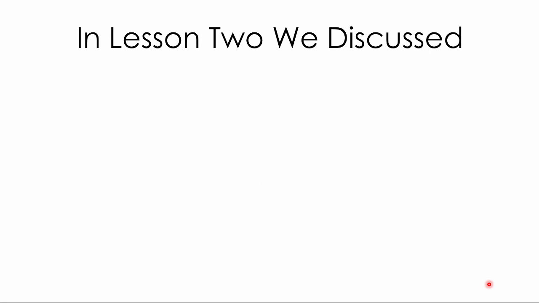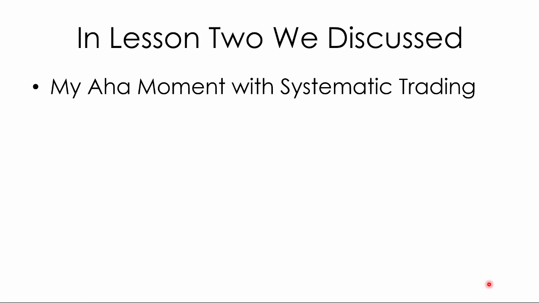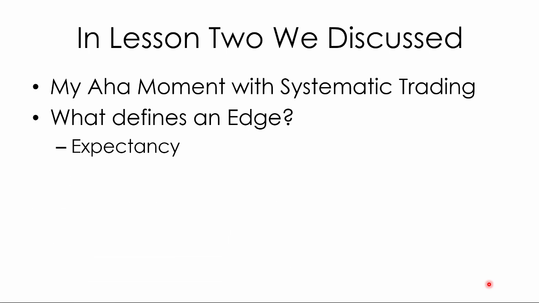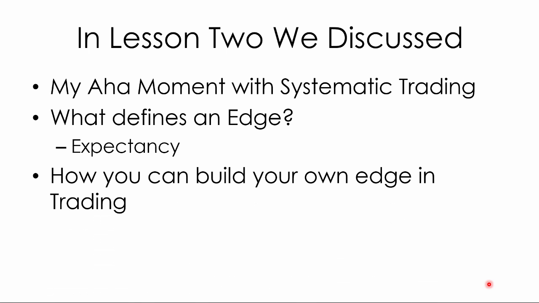So let's do a quick review of what we learned in lesson 2. I told you my aha moment was systematic trading. We talked about defining an edge, specifically expectancy. I showed you how to build your own edge in trading. And I showed you the PPT system edge. The key here, gang, is that I was always focusing on the wrong trading stats inside my trading business. I never had a system that was 100% objective that would allow me to test and truly define my edge.